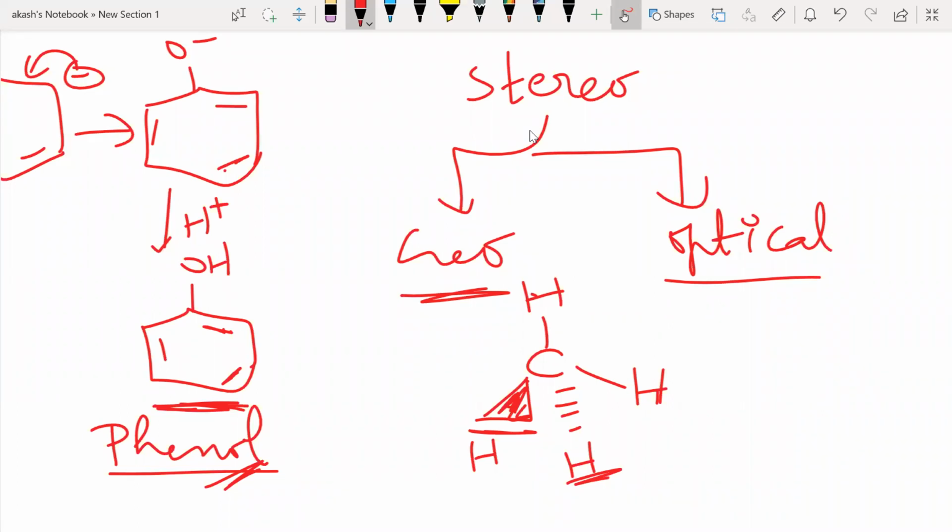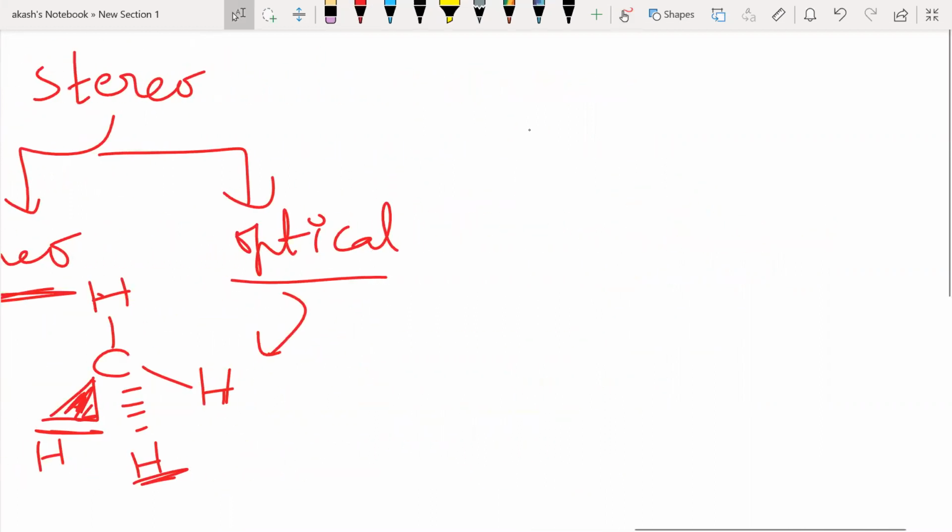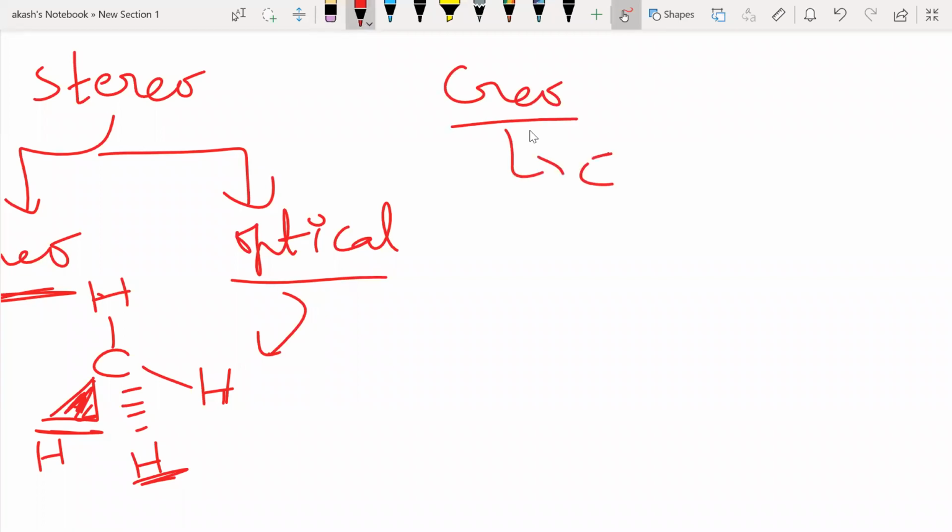So anyways, optical isomerism is actually more related to the sp3 hybridized carbon, but geometrical isomerism is a little different. We'll see what that is. So guys, for geometrical isomerism to exist, you require a C double bond C.